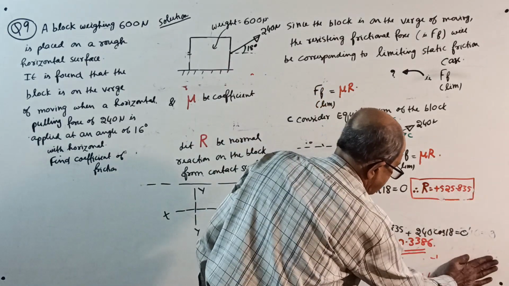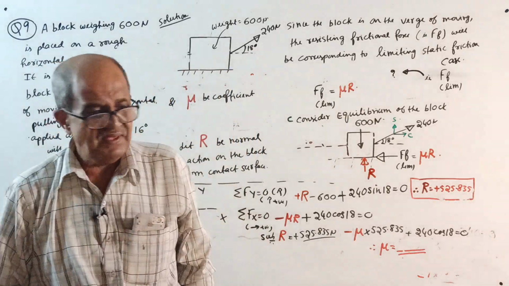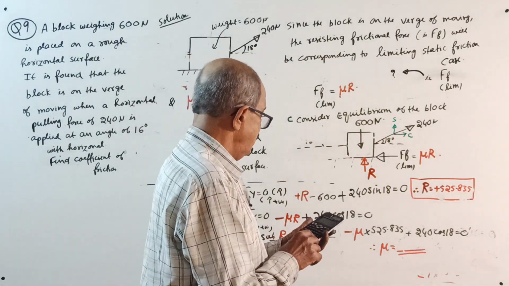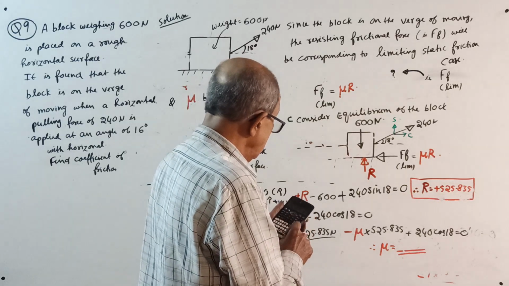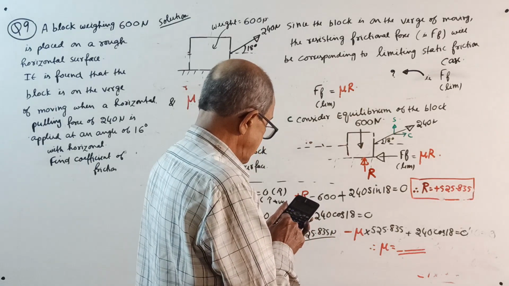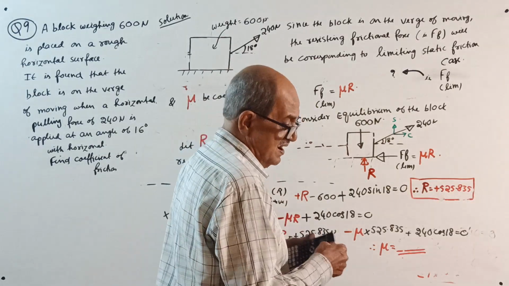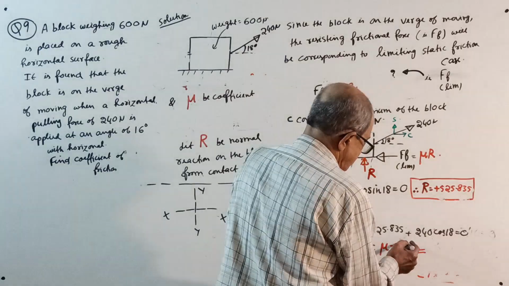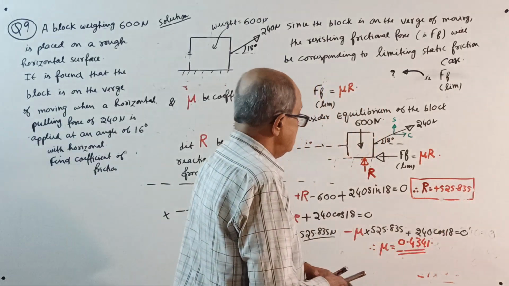Your mu will come, this time, last time it came lesser, now mu will come more. Logically think about why more. Mu equal to 240 into cos 18 divided by 525.835. Mu equal to 0.4341. That is the answer.